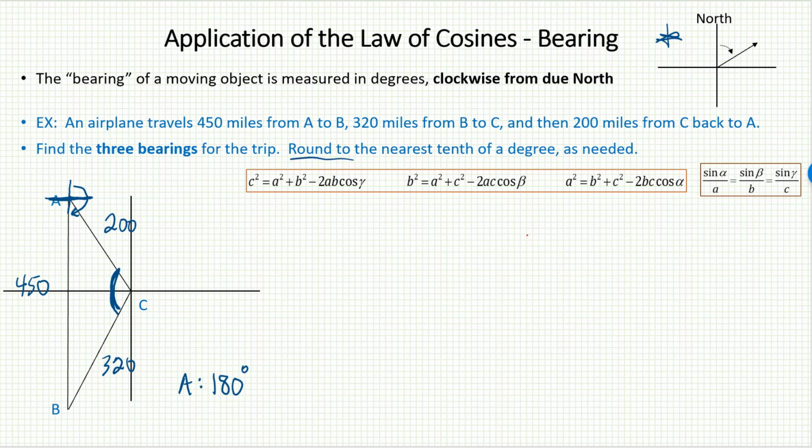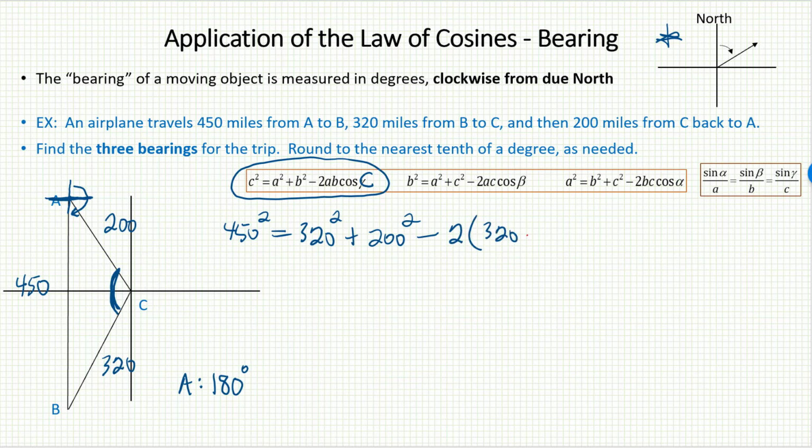Well, that means I'll be using this version of the law of cosines. Obviously, in the equation, it says gamma, but gamma is the same thing as capital C in our picture. Let's go ahead and fill in the information then. So we would have 450 squared, and then the other two sides squared. Side A would be opposite angle A, so that would be the 320, and then the 200, and then the adjustment term minus 2 times the 320 times the 200 times cosine of capital C, or you could use gamma if you wanted to. The only unknown here is capital C. That's what I want to solve for.